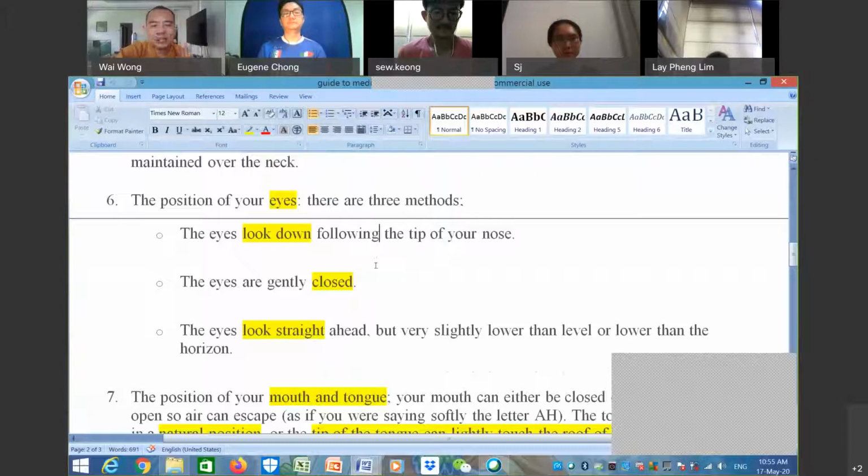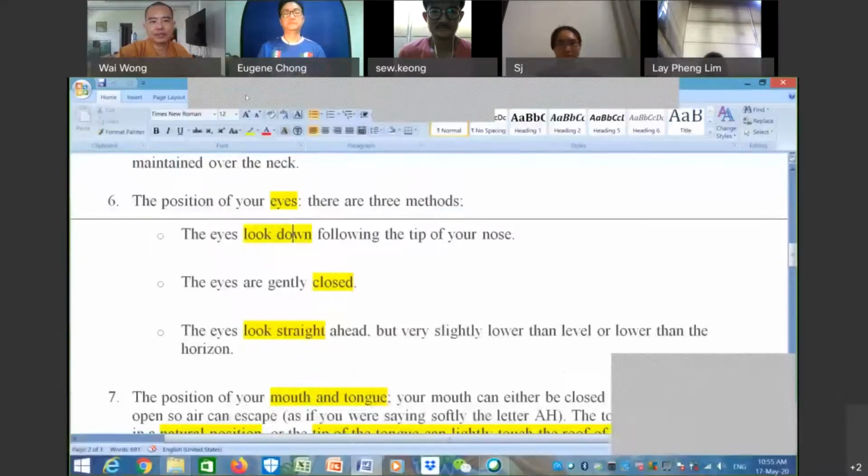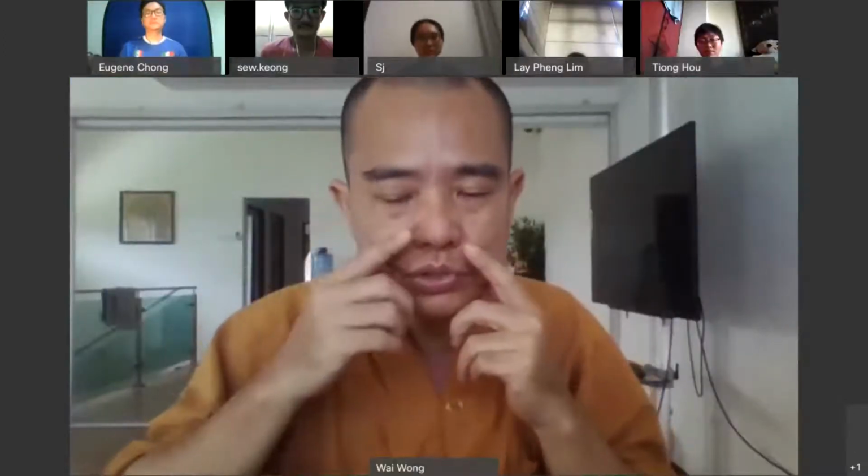Next is about the position of the eyes. You have three ways. The first one is to look down, following the tip of your nose. Meaning you are going to stare at the tip of your nose, this part. You just see it.